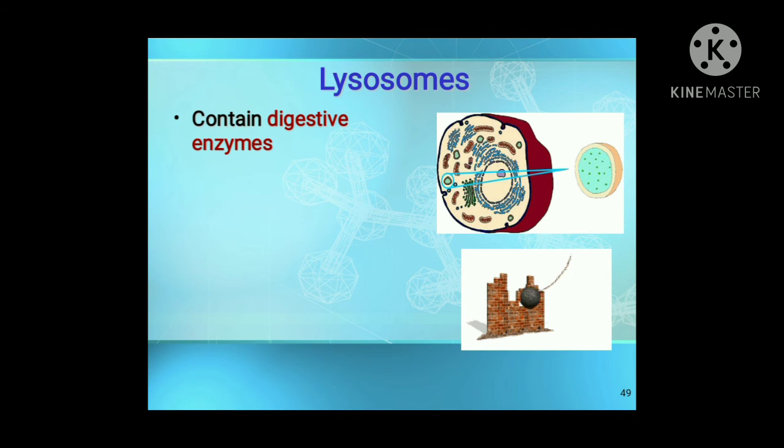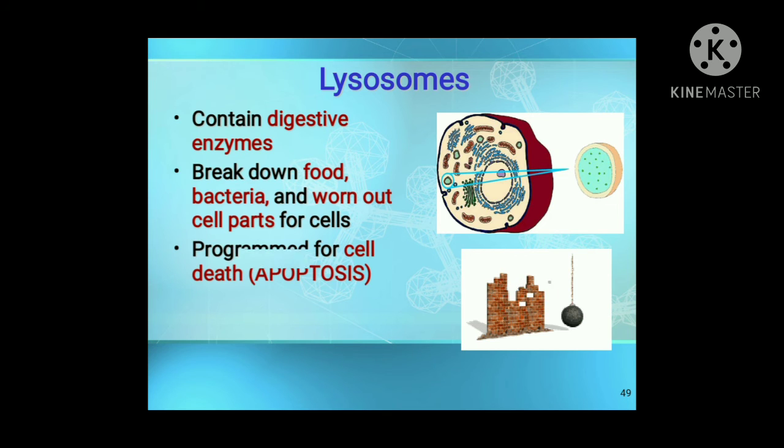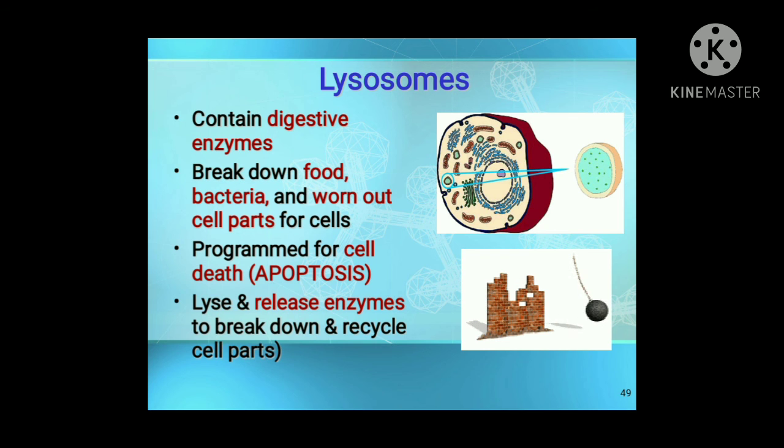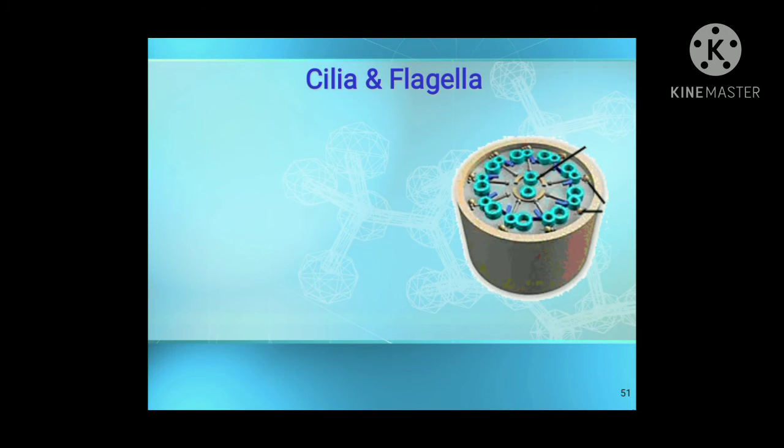Lysosomes contain digestive enzymes that break down food, bacteria, and worn out cell parts for cells, and are programmed for cell death. They lyse and release enzymes to break down and recycle cell parts. Lysosome digestion: cells take in food by phagocytosis. Lysosomes digest the food and get rid of waste.